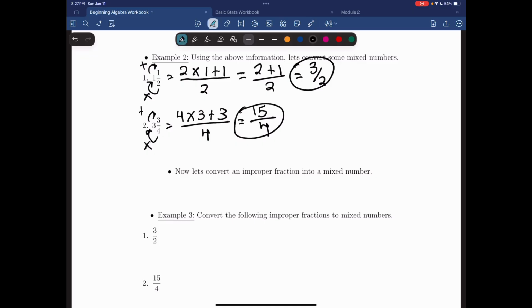So how to do that is we take whatever value is in our numerator a, and we divide it by b.